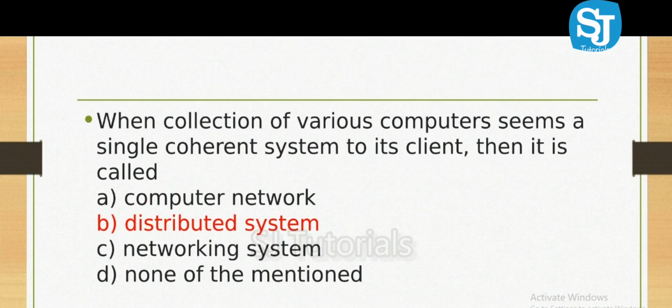The correct answer is B, distributed system, because a distributed system acts as a single system on the client side. In networking, we know that networking is the interconnection of different networks, but a distributed system is a collection of various computers that seems to be a single system. The user or client sees a single system, because all the clients access the main server system. So it is called a distributed system.